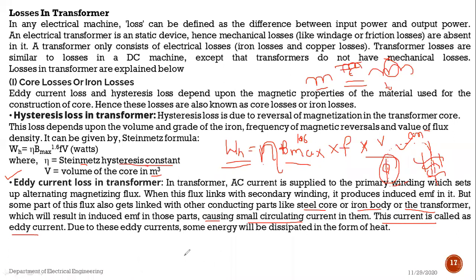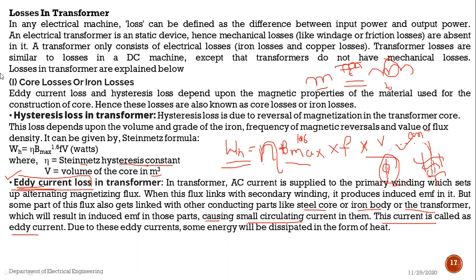So this dissipated energy is nothing but eddy current loss. This is one type of heat loss due to the eddy current, so the name given is eddy current loss in the transformer. Due to the circulating current of the transformer, some energy is dissipated in the form of heat. So these types of loss are called eddy current loss. Getting, no?